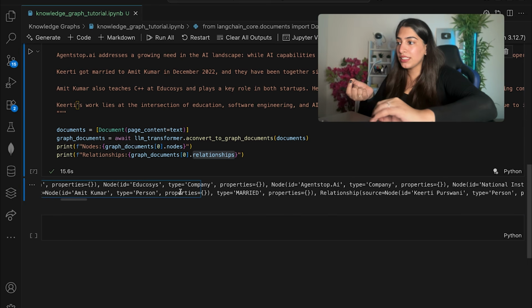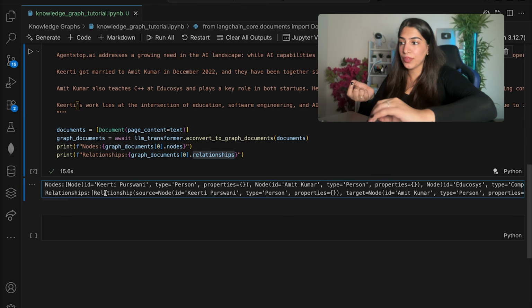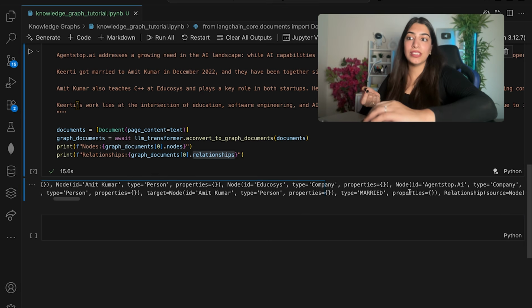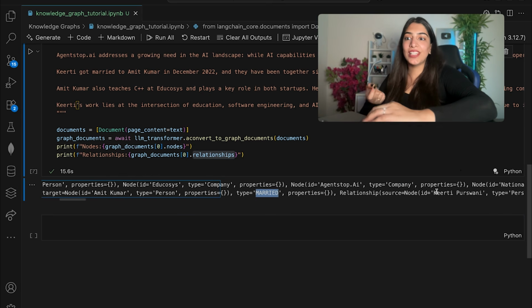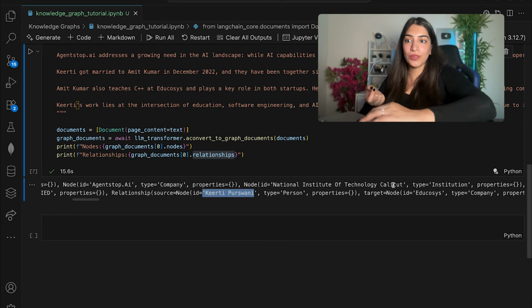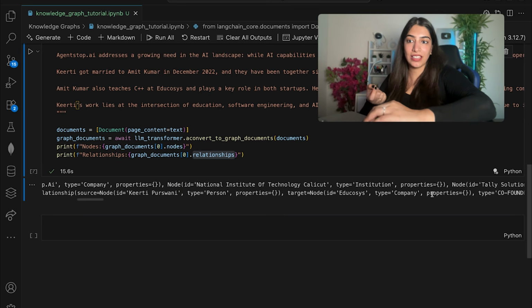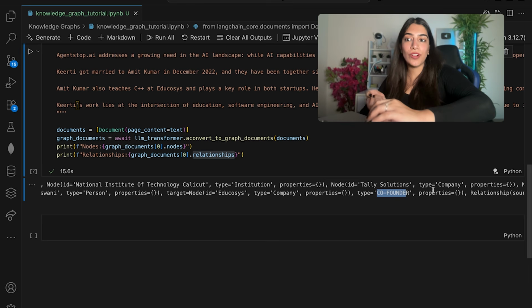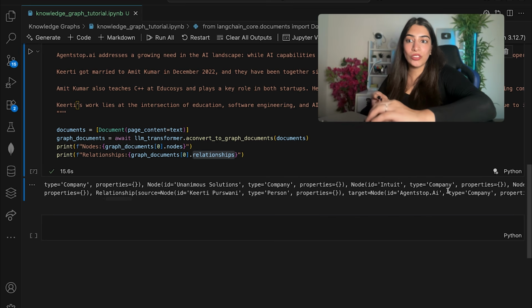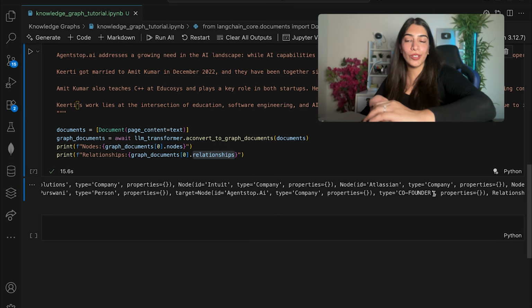Similarly, if we see the relationships, the relationship between Keerti Purswani, who is of the type person, and Amit Kumar, who is of the type person, is that we are married. Similarly, the relationship of Keerti Purswani with Educosys, which is a company, is that I am the co-founder of Educosys. Similarly, Keerti Purswani and AgentStop.ai, again, I am the co-founder of AgentStop.ai.